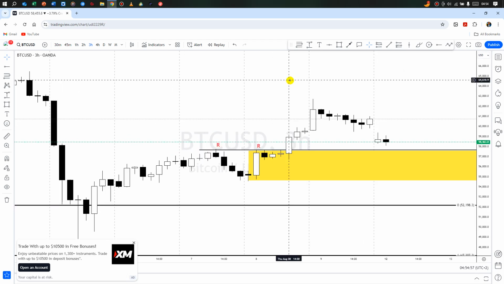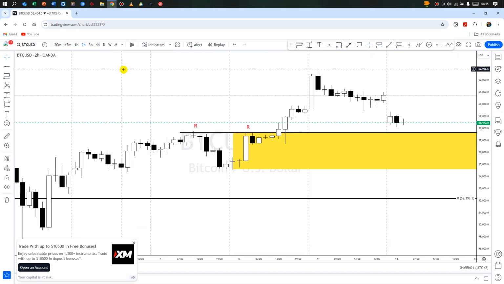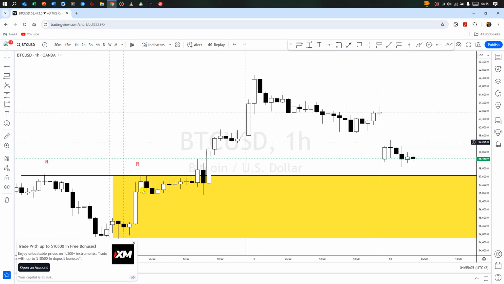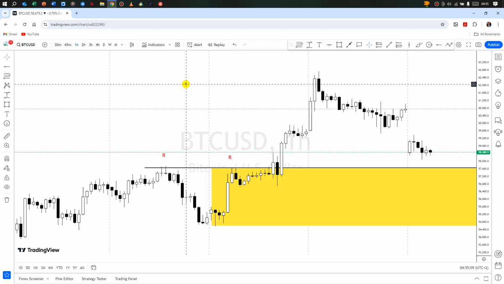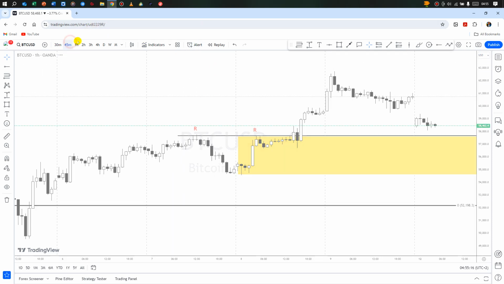Always remember, we will still apply the same rules. How did price leave the zone? Time spent at the zone. And please, if you do not find the setup, do not force it. If you see that a certain pair is not giving you the setup that you're looking for, move on to the next pair. So let me check.